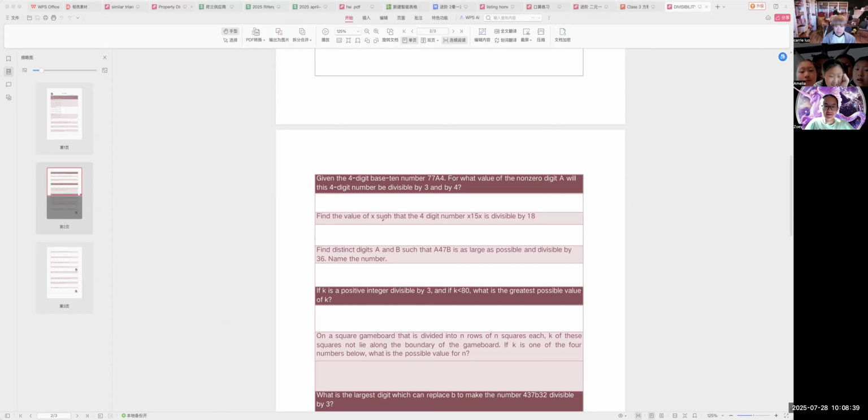Okay, so now let's take a look at this one. Find distinct digits A and B, such that 8,470B is as large as possible and divisible by 36. Name the number. Divisible by 36, okay, and as big as you can.